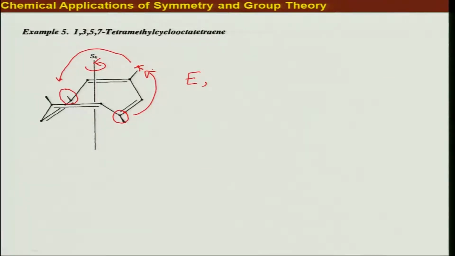Now, if there is an S4, we have learned in one of the previous classes that for an even order improper axis of symmetry, when n is greater than 2, one always will have a proper axis of symmetry which is Cn by 2.